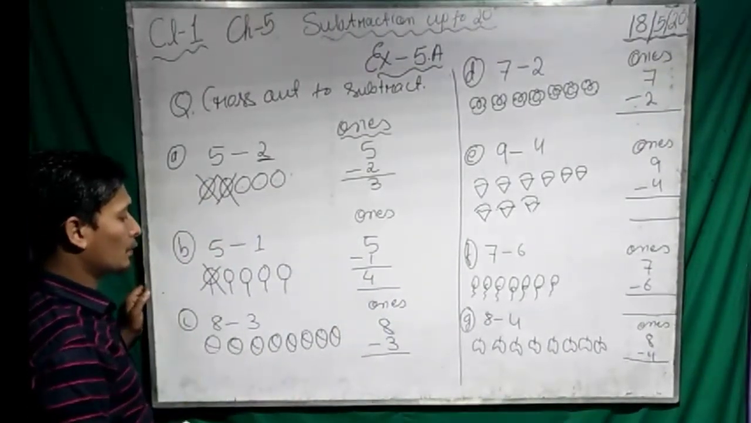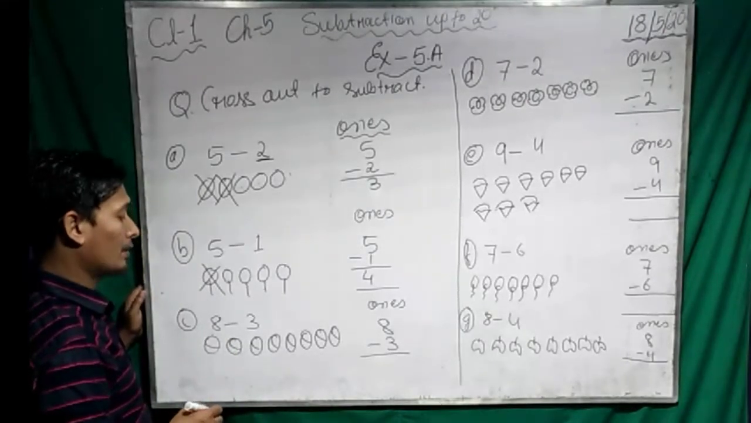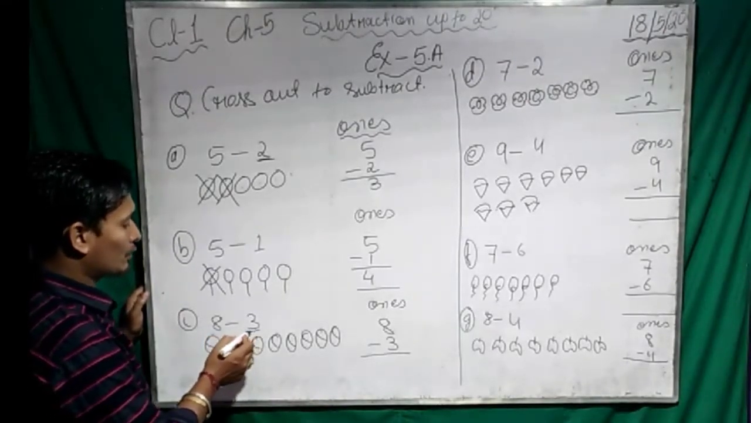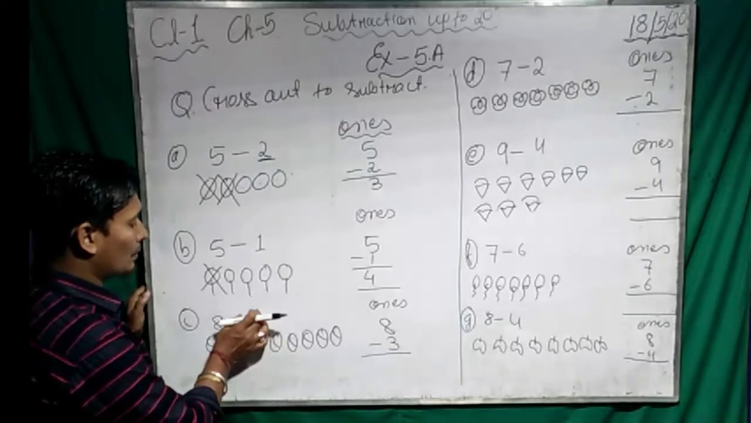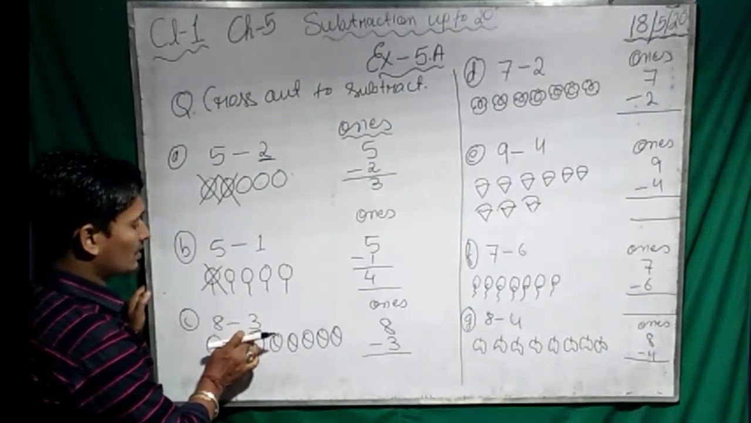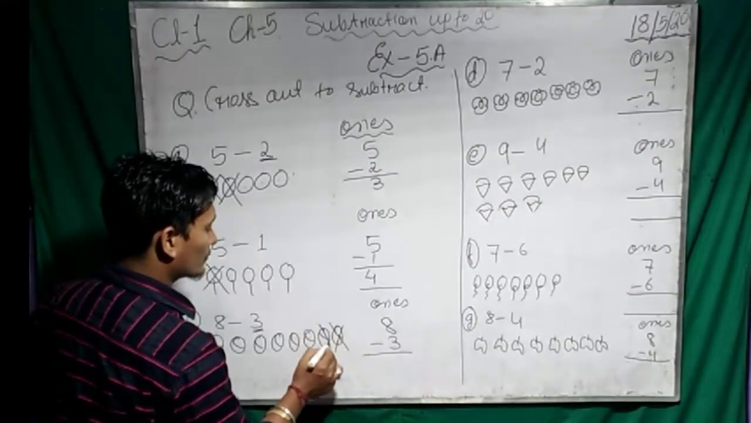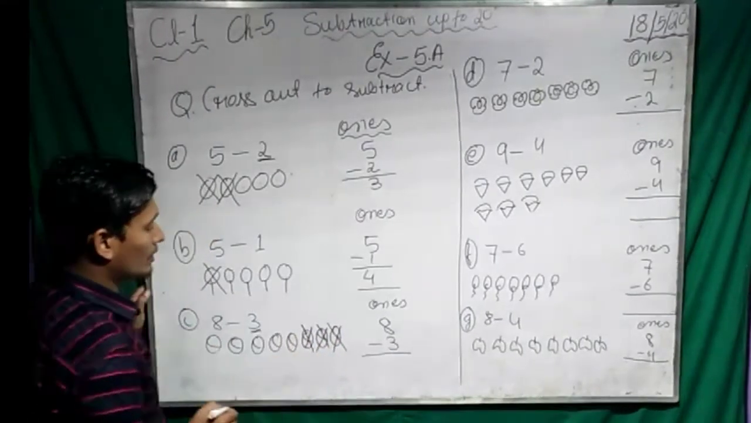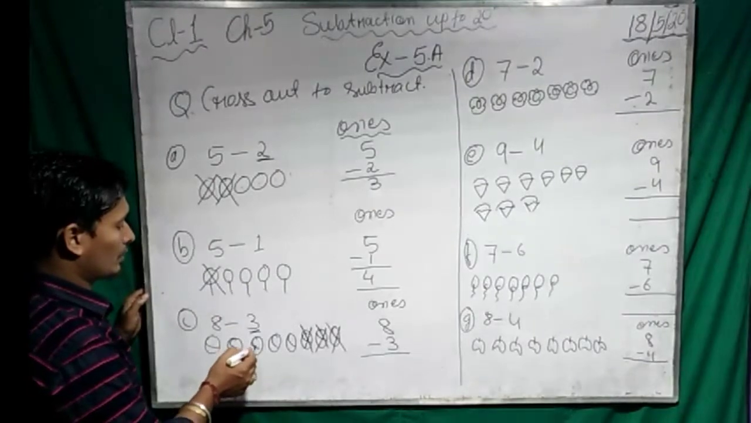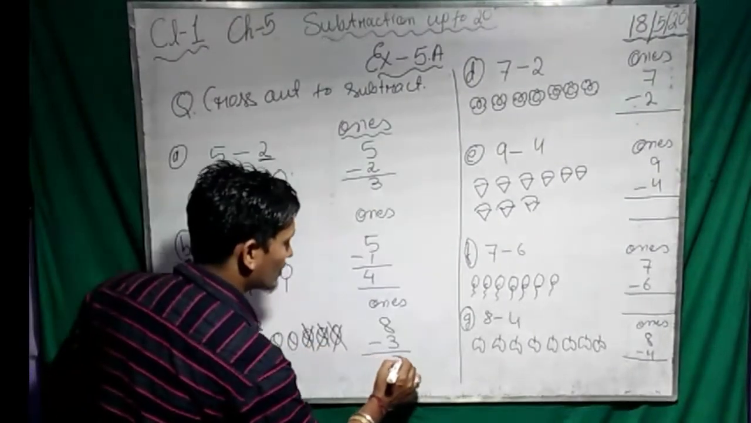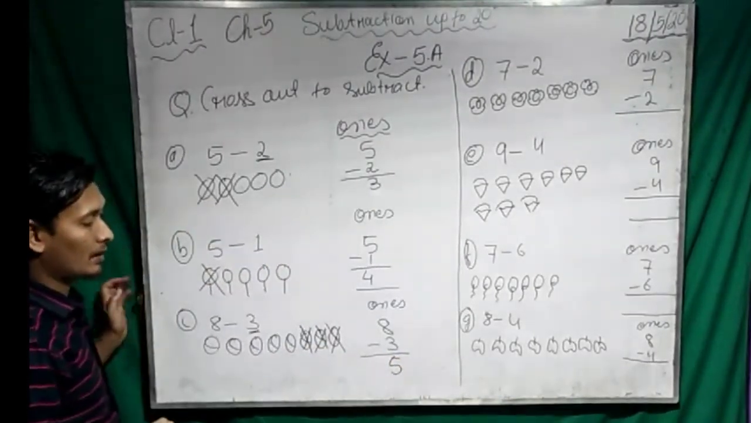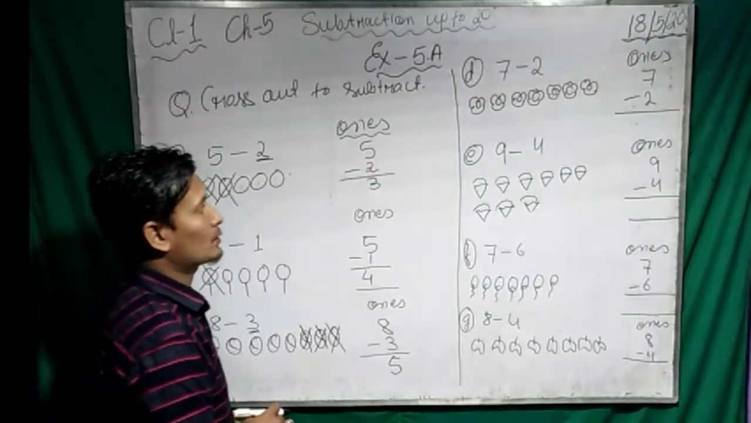Now I have 8 balls and I gave 3 balls to my friend. So how many balls do I have to cross out? We have to cross out this number of balls. So what is this? This is 3. So that means we have to cross out 3 balls. So 1, 2, 3. So how many balls are left? 1, 2, 3, 4, 5. So the answer is 5. Got it? Okay. So next question.